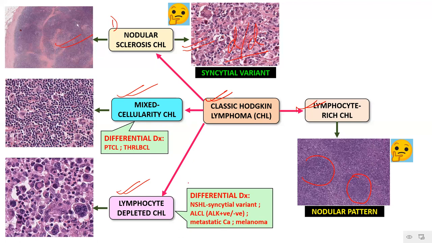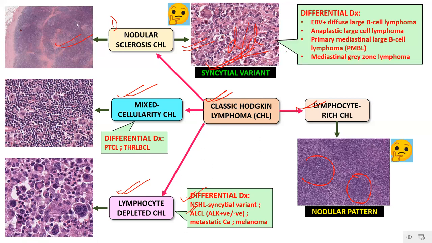The lymphocyte depleted category is oftentimes associated with the presence of sheets of highly atypical Reed-Sternberg cells, so it would have a wide range of differential diagnosis. The most important being nodular sclerosis Hodgkin lymphoma of the syncytial variant, like we have said previously, anaplastic large cell lymphoma, both ALK positive and negative categories, as well as highly undifferentiated tumors like metastatic carcinoma or melanoma.